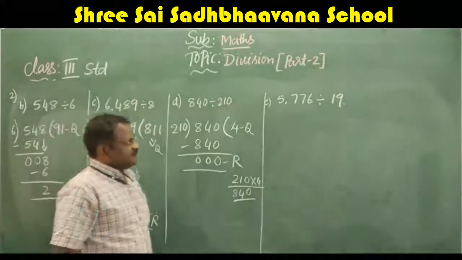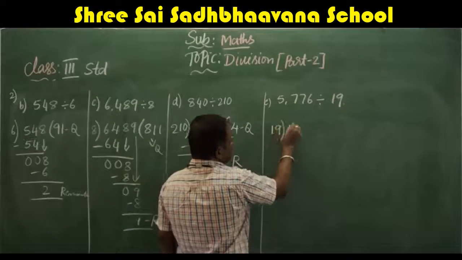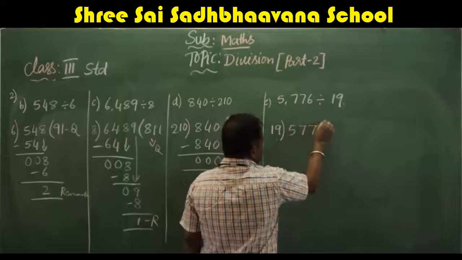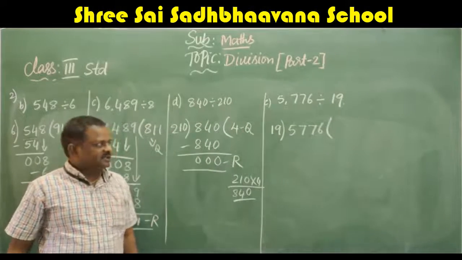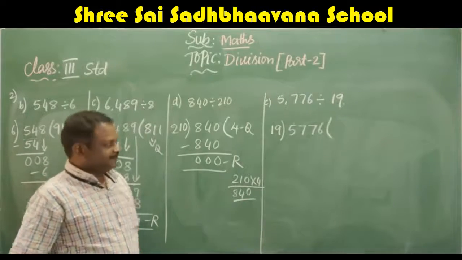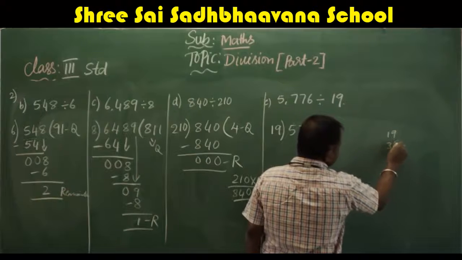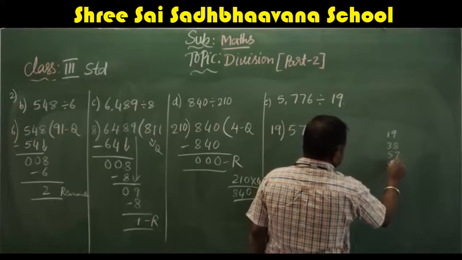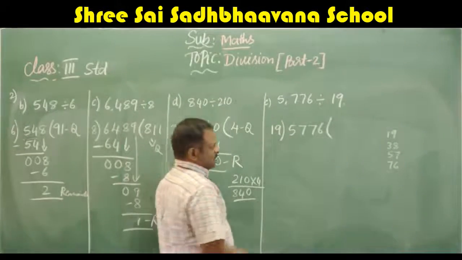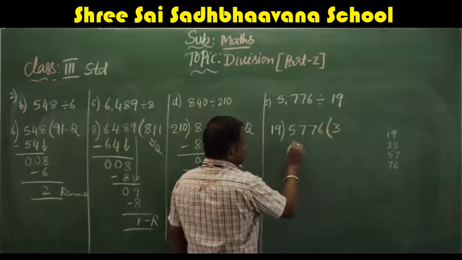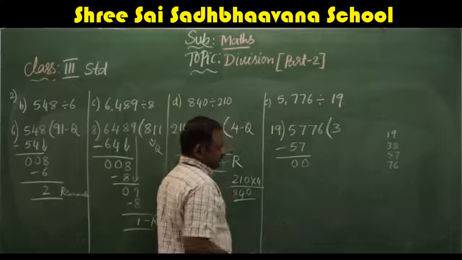Next come to 5776 divided by 19. From 19 you divide 5776. Yes, 19 1s are 19, 19 2s are 38, 19 3s are 57, 19 4s are 76. Okay, so 19 3s are 57. Subtract 7 minus 7, 0, 5 minus 5, 0.